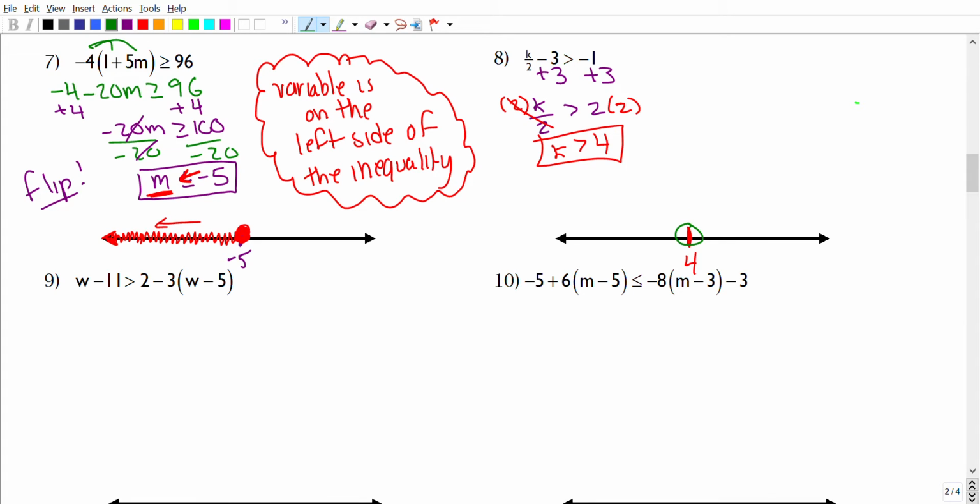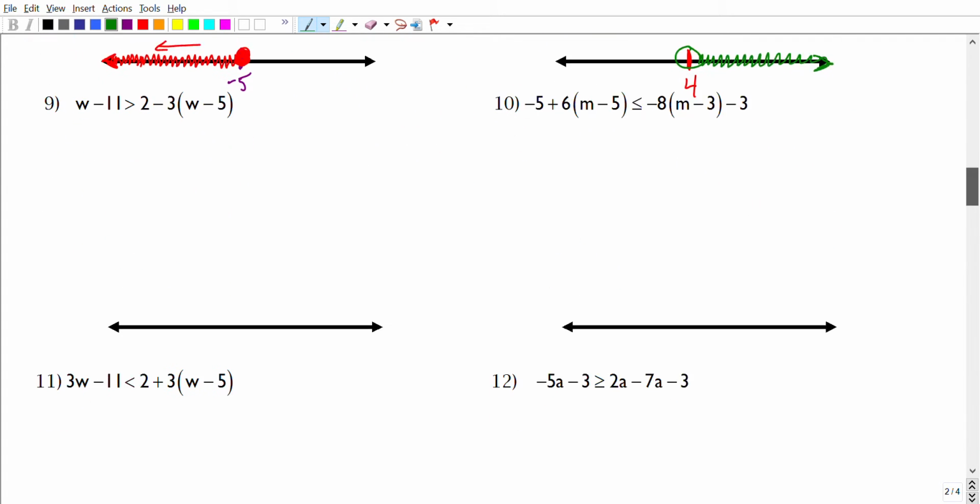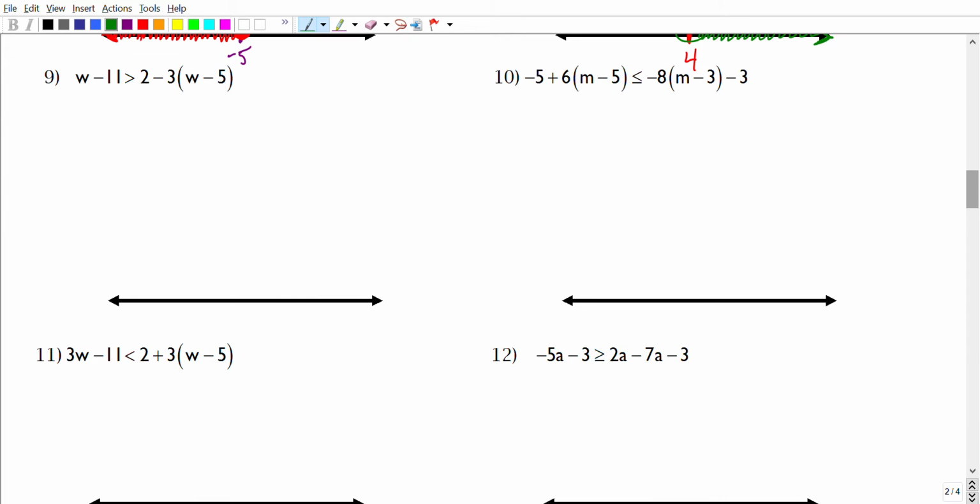This takes an open circle because we only have a greater than, not a greater than or equal to. And again, we have my variable on the left side, so it's okay to do my little arrow trick that's pointing to the right. So I'm going to have to shade to the right. All right. So I want you guys to try out number 9 and 10, and we will come back to verify that you guys are understanding this type of problem well. All right, go ahead and pause the video now and try those out.